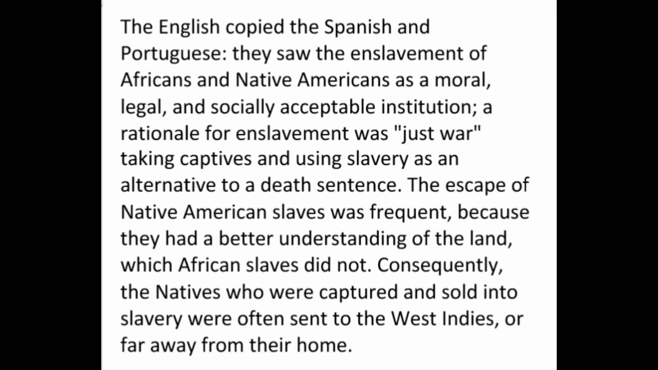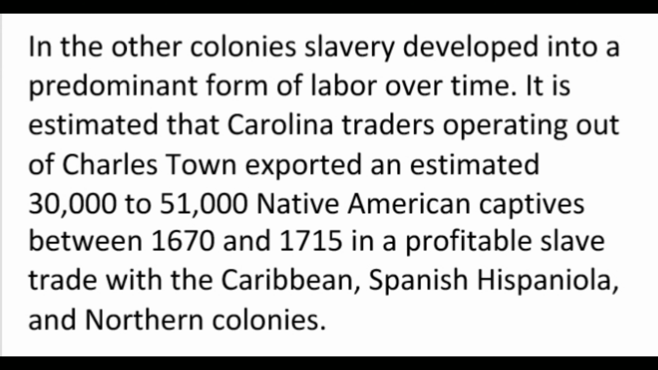The escape of the Native American slaves was frequent because they had a better understanding of the land, which African slaves did not. Consequently, the natives who were captured and sold into slavery were often sent to the West Indies or far from their home. So you had a Native American slave trade where they was taking Native Americans and sending them to the West Indies. And you always hear these people say that when the Africans came over here, they were sent to the Caribbeans and then sent out to other parts of the land. But they don't tell you about mainland America sending slaves to the West Indies. So these people were just being shuffled around.